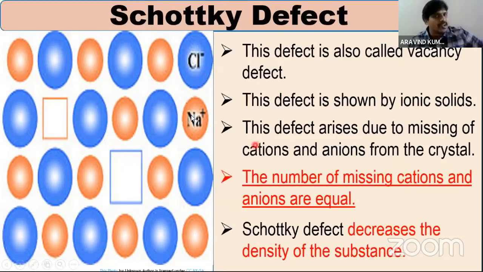This defect is shown by ionic compounds, because NaCl is an ionic compound, and it arises due to the missing of cations and anions. Just now I explained that, in order to maintain electrical neutrality, an equal number of cations and anions will be missing. Now, children, once the ions are missing from the crystal, definitely the density of the substance will decrease. Therefore, in the Schottky defect, the density of the substance decreases. Schottky defect is a vacancy defect because ions are missing from the crystal. Let us go for the next one.